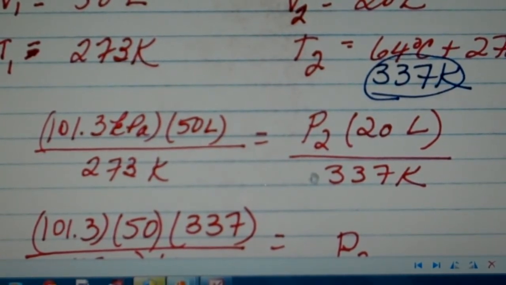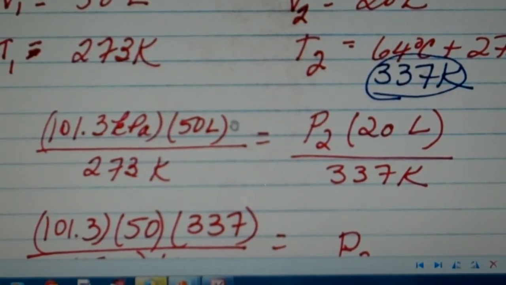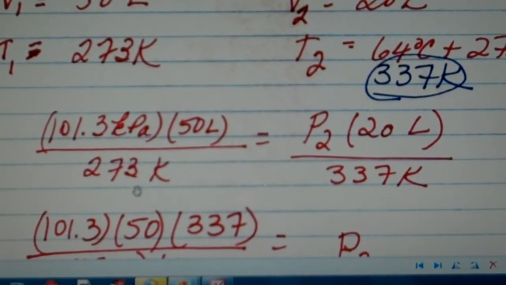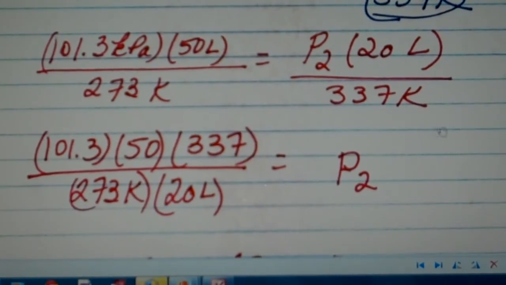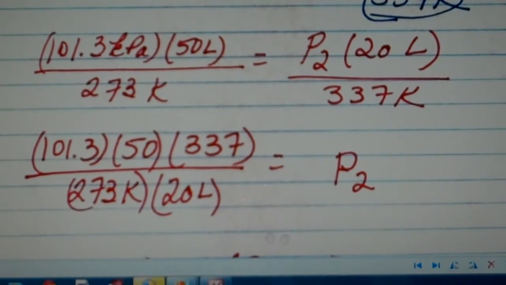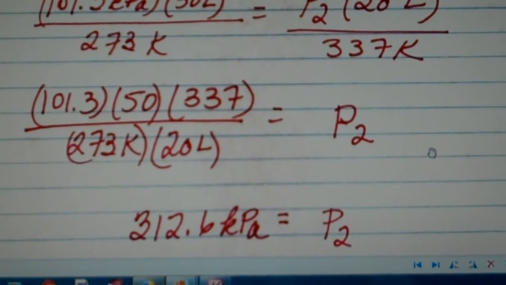So we want to get P2 to be alone. We're going to take the 337, bring it up here in this area right next to the 50 liters. And then we're going to take the 20 liters and cross it down, multiplying it to the 273. And this is what it's going to look like once you set it up. These are all the numbers setting up to solve for P2. Once you solve, you get 312.6 kPa.